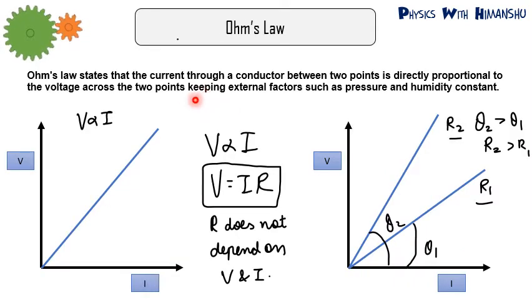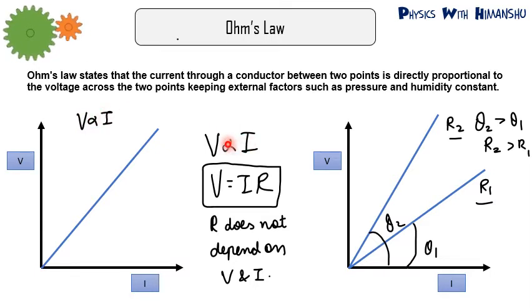According to Ohm's law, the current through a conductor between 2 points is directly proportional to the voltage across the 2 points, keeping external factors such as pressure and humidity constant. Pressure, humidity, temperature can change the properties of the material, which will change the value of current. So if we keep those properties constant and change V, then there will be change in I. I is basically current and V is basically potential difference.